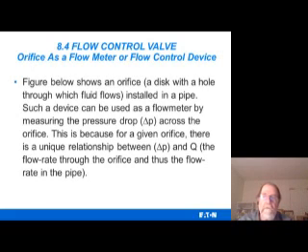Flow control valves. An orifice is a flow meter or flow control device. The figure below on page 285 shows an orifice. It's a disc with a hole through which the fluid flows, installed in a pipe. Such a device can be used as a flow meter by measuring the pressure drop across the orifice. This is because for a given orifice there is a unique relationship between pressure drop and the flow rate through the orifice, and thus the flow rate in the pipe.